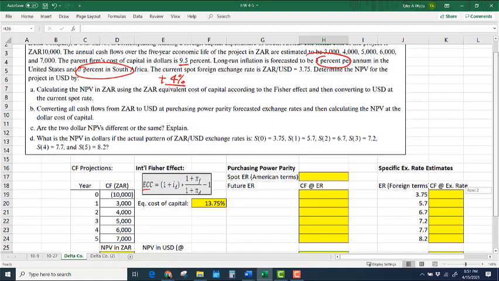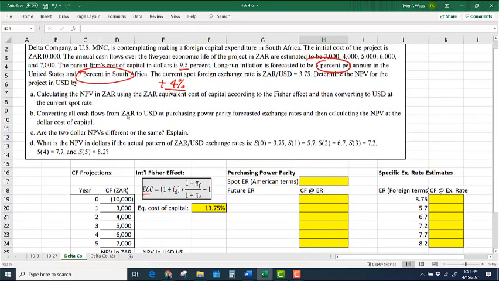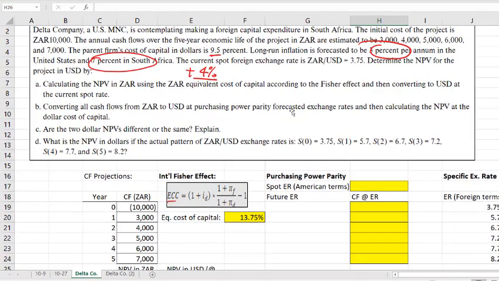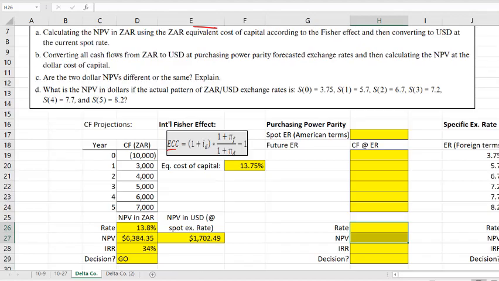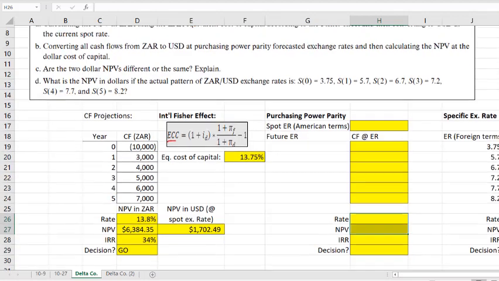Okay, now let's move on to part B. It says converting all cash flows from ZAR to USD at purchasing power parity forecasted exchange rates, and then calculating the NPV at the dollar cost of capital. So how do we do the purchasing power parity conversion?